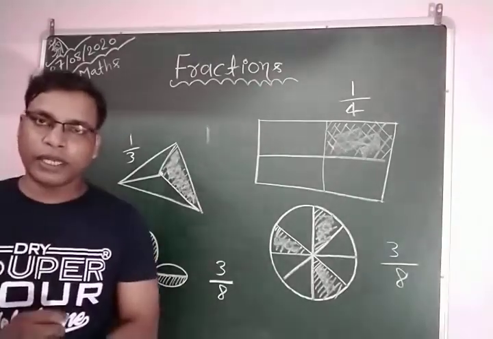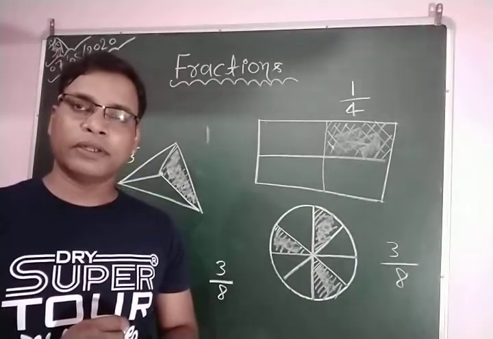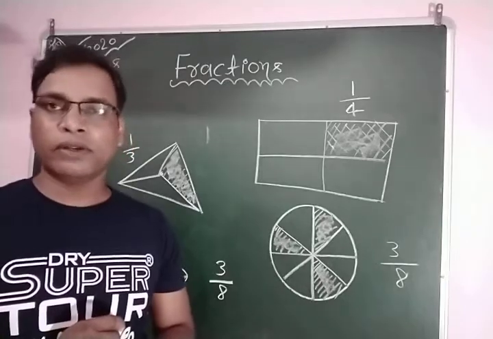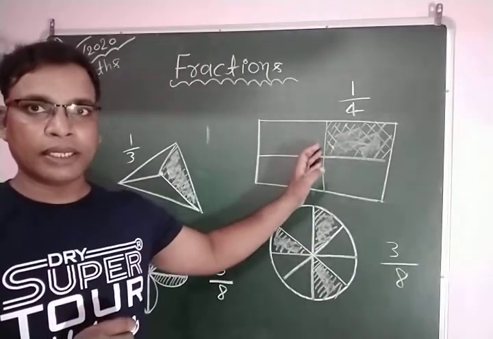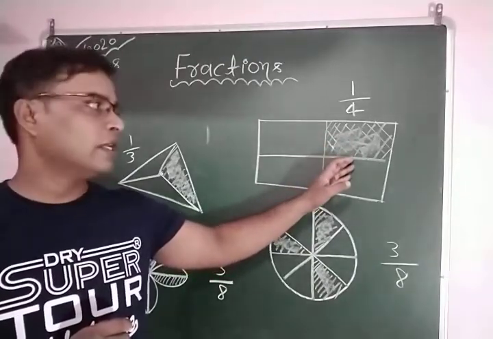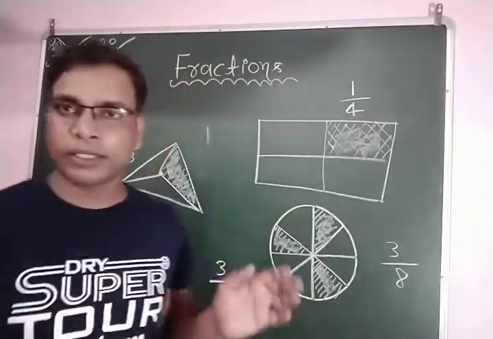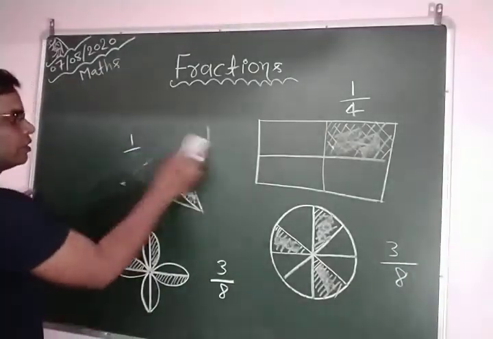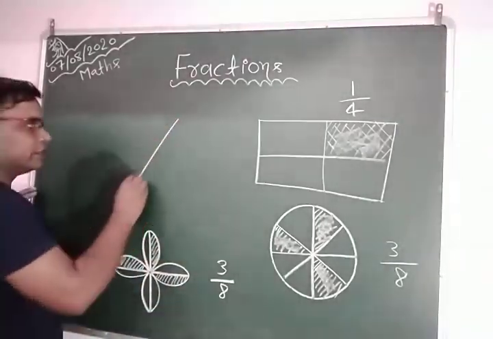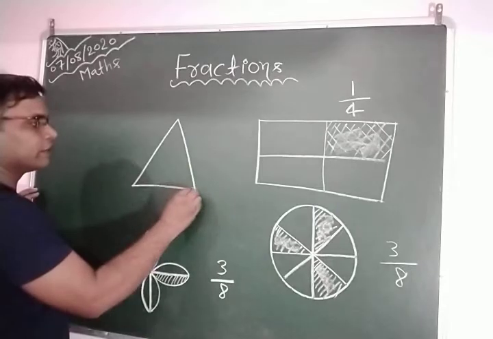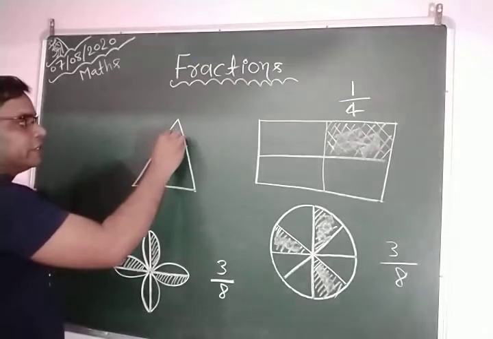Clear? So students, I hope all of you understood how to write the fraction of given figures. We write a fraction only when the parts of a figure or shape are equal. If any part is unequal, then we can't write its fraction. Let's see an example like this. Suppose this is a triangle and we divide it into two parts like this. One part, two parts, and one part we shade here.